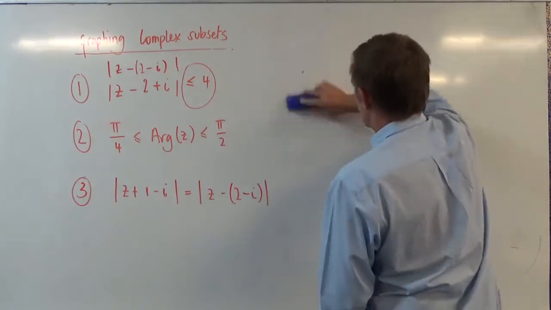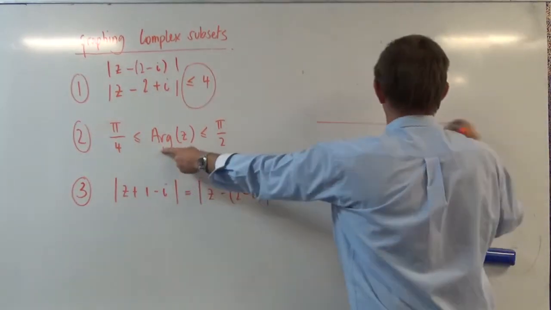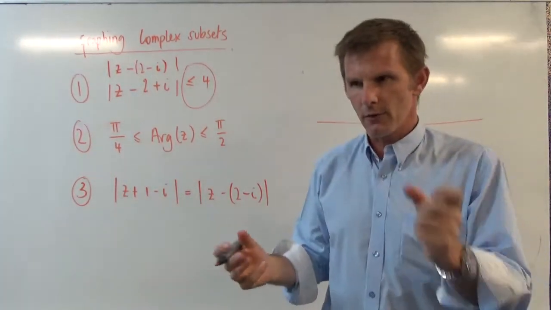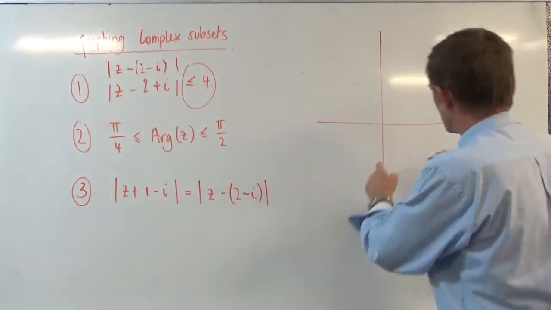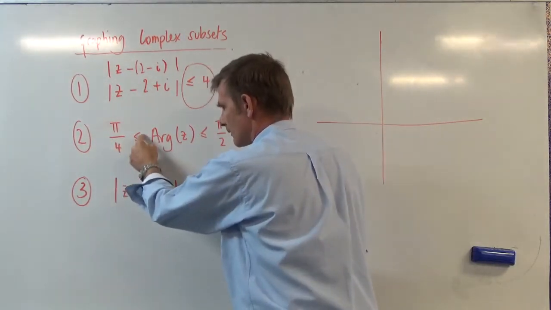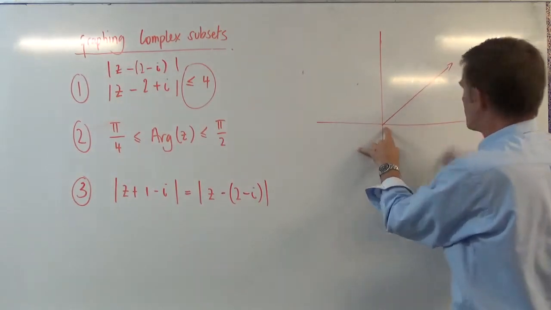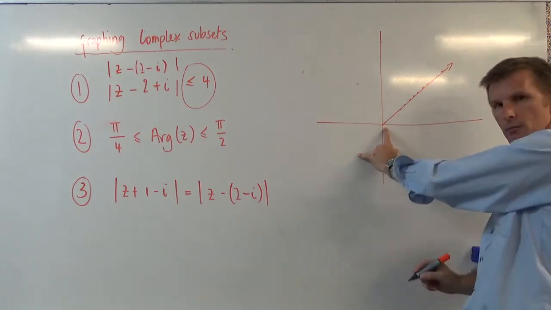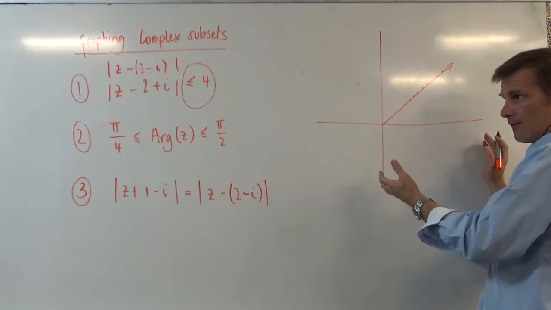Have a look at that next one. This is kind of the easy one of them. Now we're talking about the argument of a complex number. Well, remember when you're in cis format, you've got r cis theta. Theta is the argument of it. So I'm saying that pi on 4 is less than or equal to the argument of z. Well, pi on 4 would be there. Any of these points along here have an argument of pi on 4. They all have a different modulus, but an argument of pi on 4.